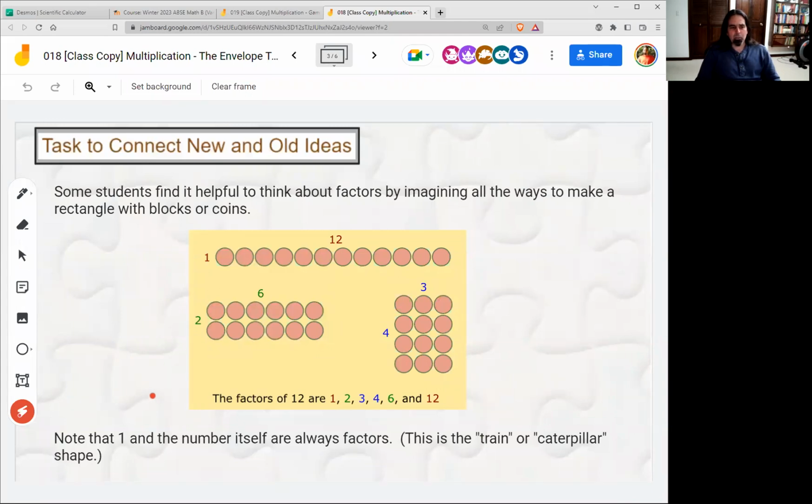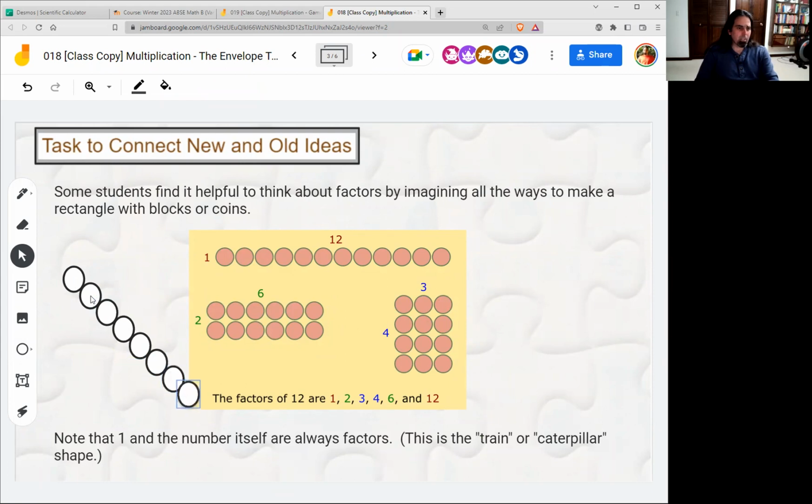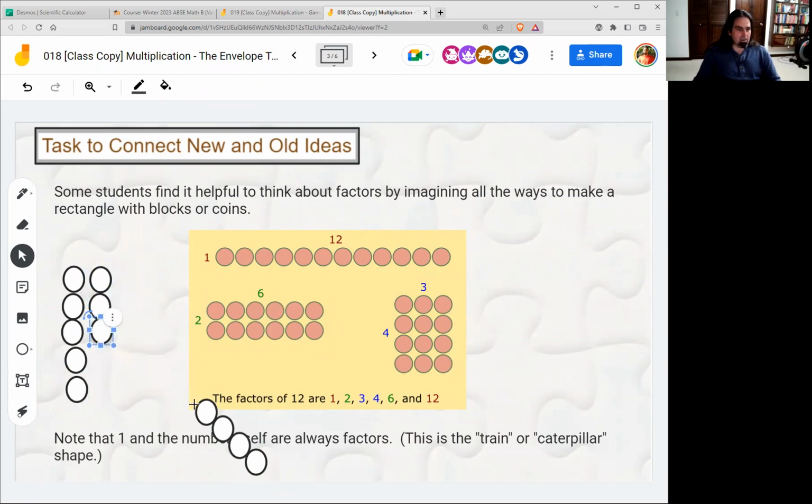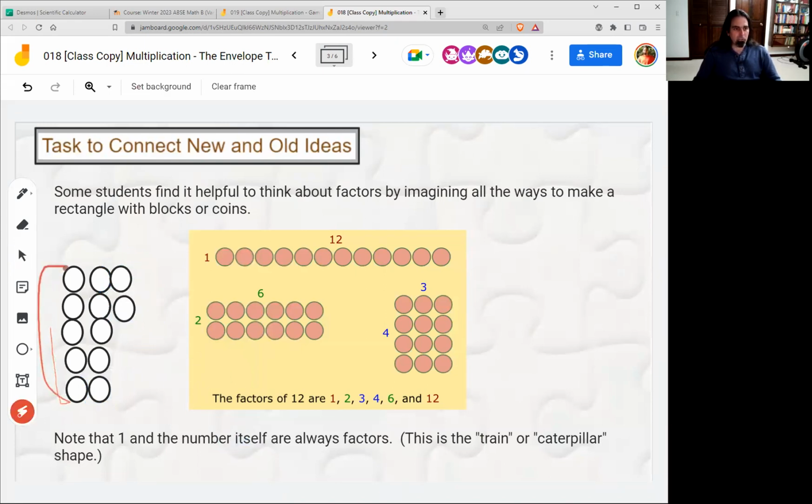Can I make 5 a factor of 12? No. If I try and put the blocks, 1, 2, 3, 4, 5, 6, 7, 8, 9, 10, 11, 12, and take these 12 things and make a rectangle that's 5 on one side, then it doesn't come out right. So 5 is not a factor. It just doesn't work out to make a nice rectangle.